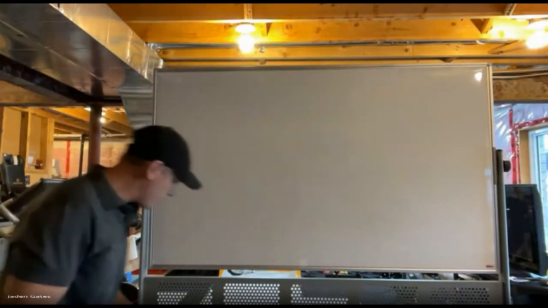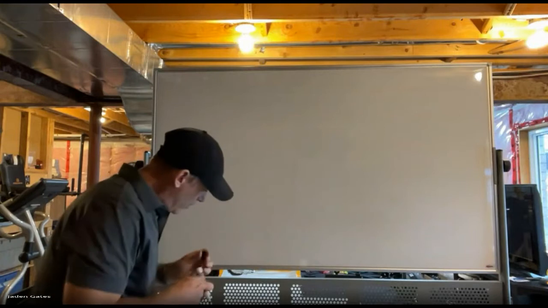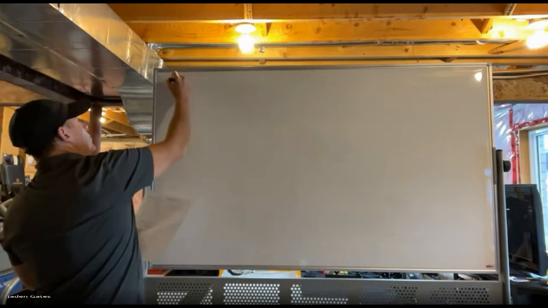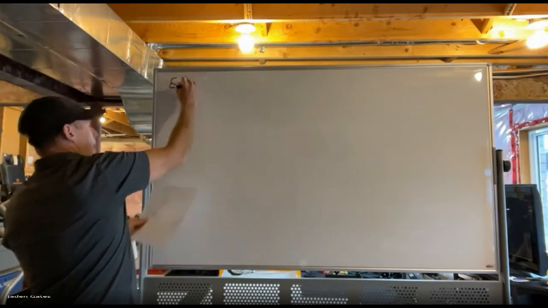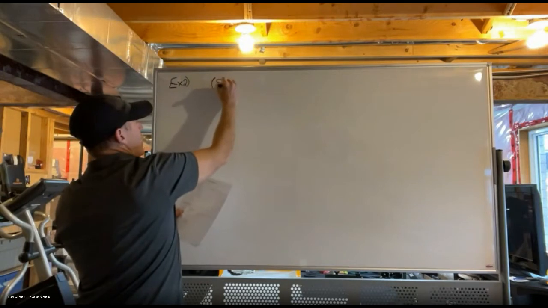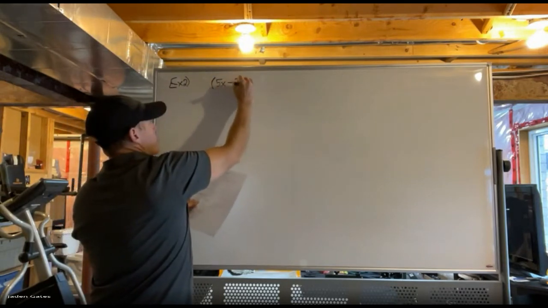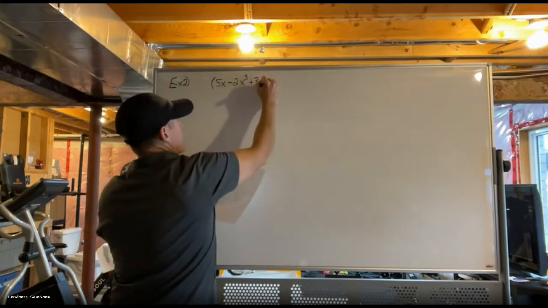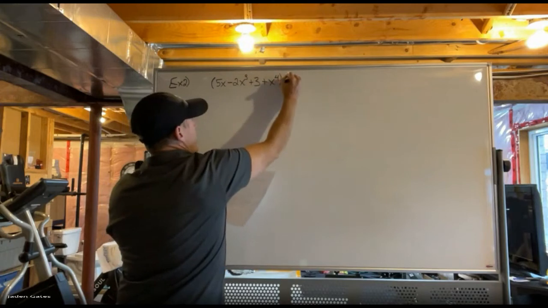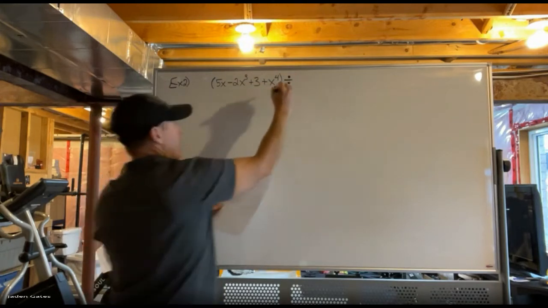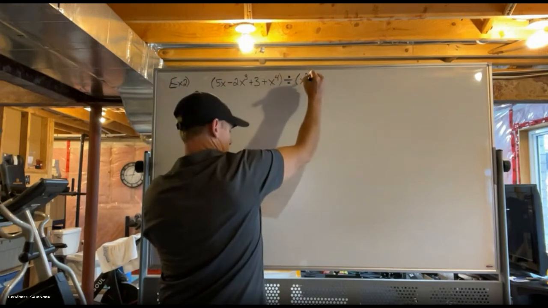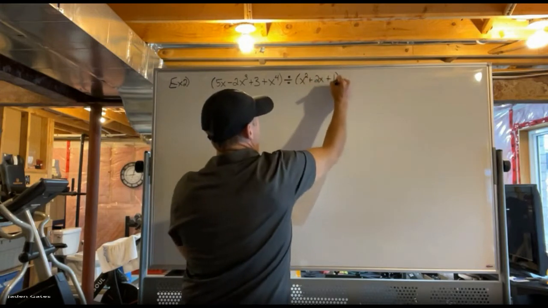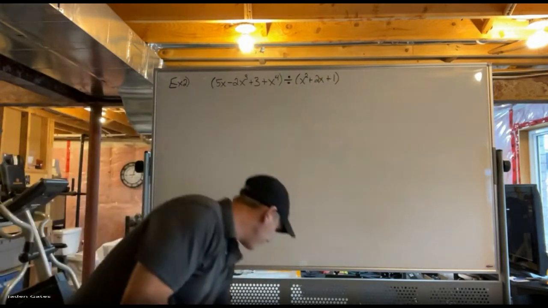All right, so we're on to example 2. We're now going to determine this. So this is example 2. We're going to take 5x minus 2x cubed plus 3 plus x to the 4th. And we're going to divide that by an even bigger polynomial, x squared plus 2x plus 1.